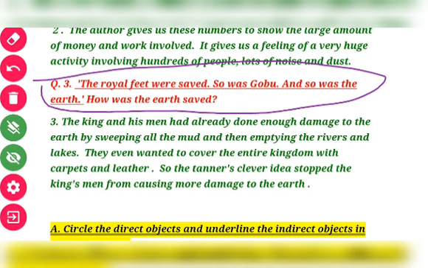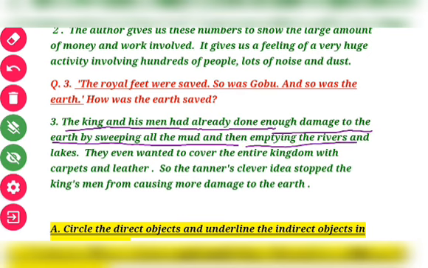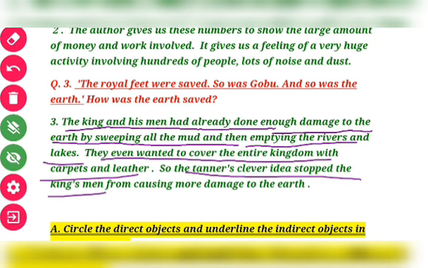So the king and his men had already done enough damage to earth by sweeping all the mud and then emptying the rivers and lakes. They even wanted to cover the entire kingdom with the carpets and leather. That was the plan. They wanted to do that. So the tanner's clever ideas stopped the king's men from causing more damage to the earth.